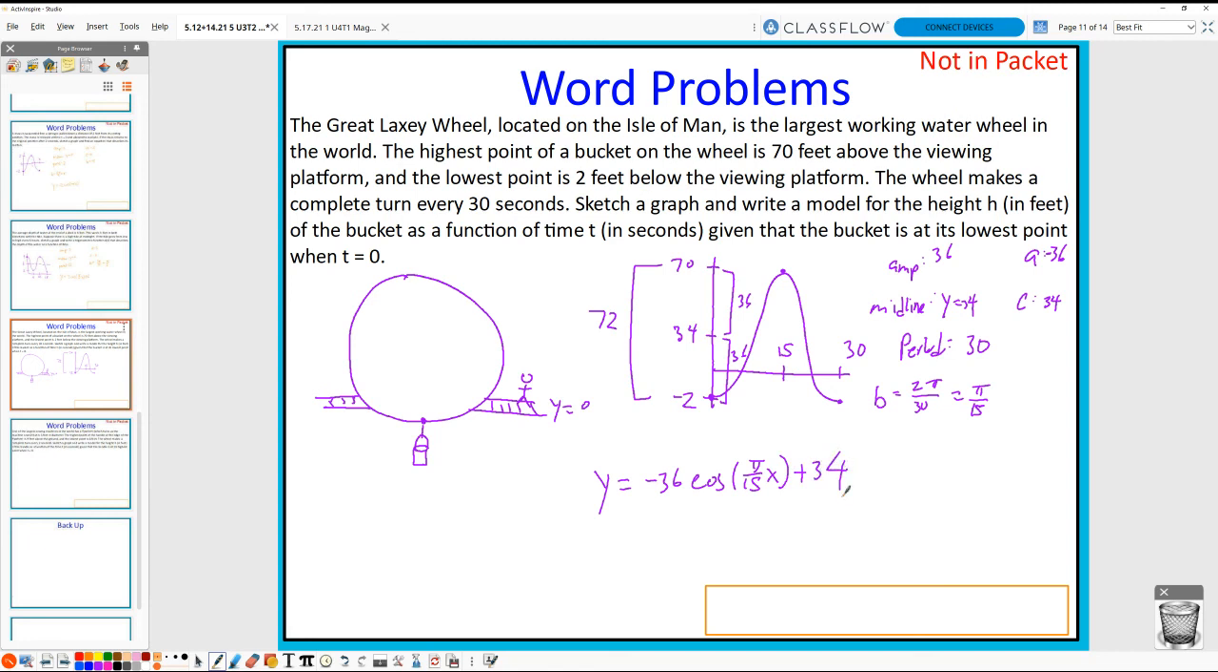Okay, I hope that helps, and that there's some clarity about tangent as well as various word problems.